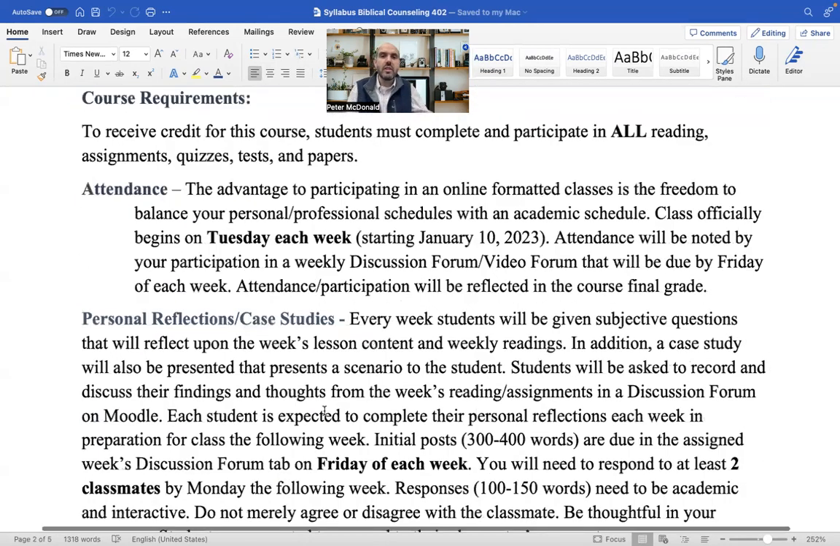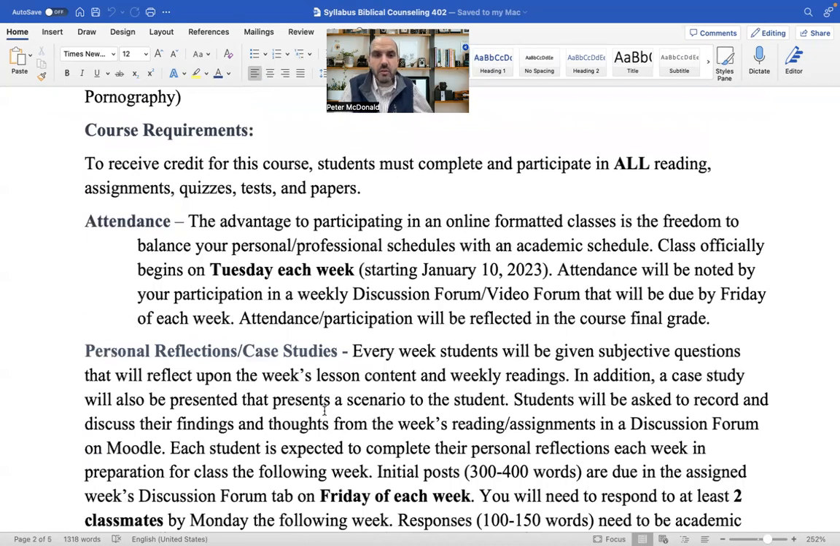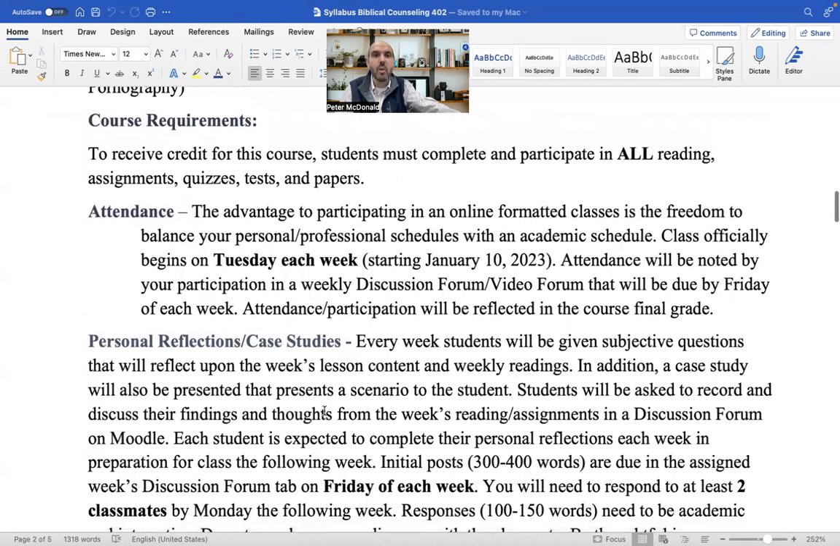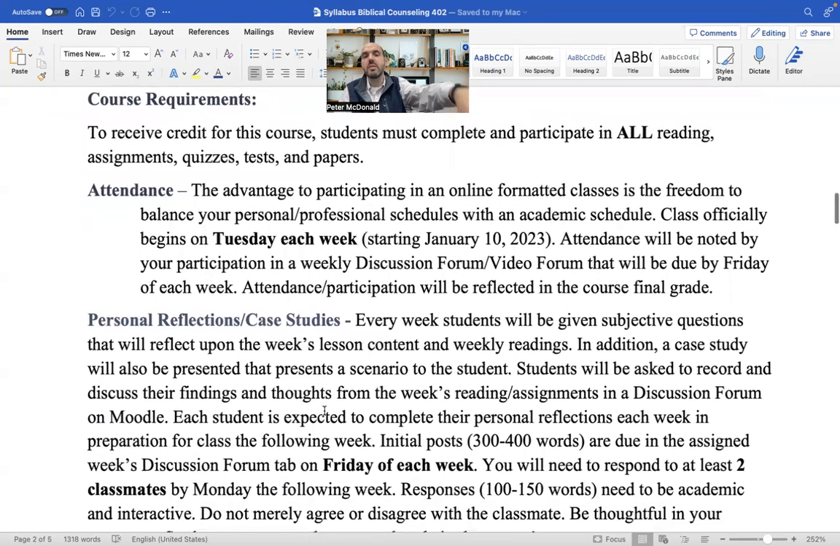Now, with this course, as it is with all other courses that you take at Fruitland, to receive credit for the course, you must complete and participate in all reading assignments, quizzes, tests, and papers. There are no ifs, ands, or buts. I know we can't coach effort. However, you've got to give effort. So please, to get the best grade possible and to get the most out of the course, you've got to do all the assignments. Please make sure that you're engaged with the reading, the discussion forums, the quizzes and the tests, and of course the paper that is assigned.